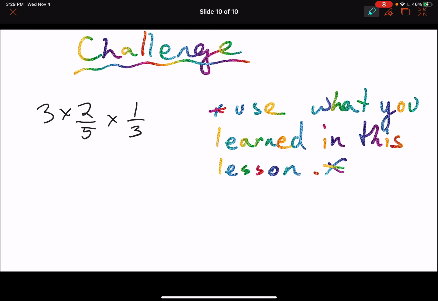And then here, there's another challenge. So I want you to use what you've learned in this lesson and do this question. So figure out how to do this question. Remember, these are multiplying, so you can do them in any order that you want. That's my hint. All right, make sure that you check in with me before we go.